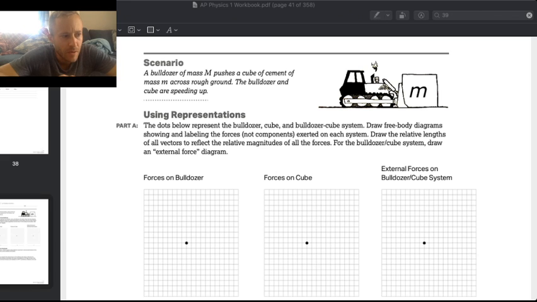I'm here with 4 more pages from the workbook. So we're going to be doing forces.